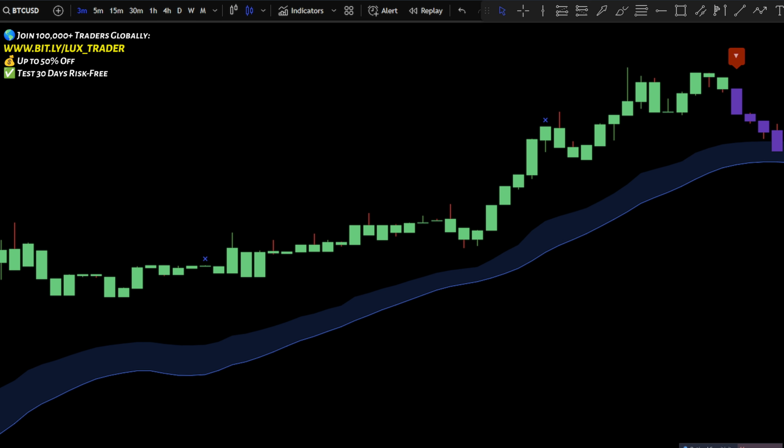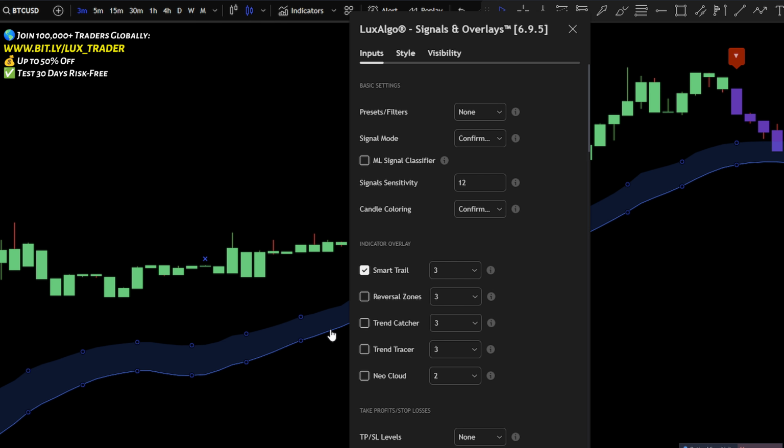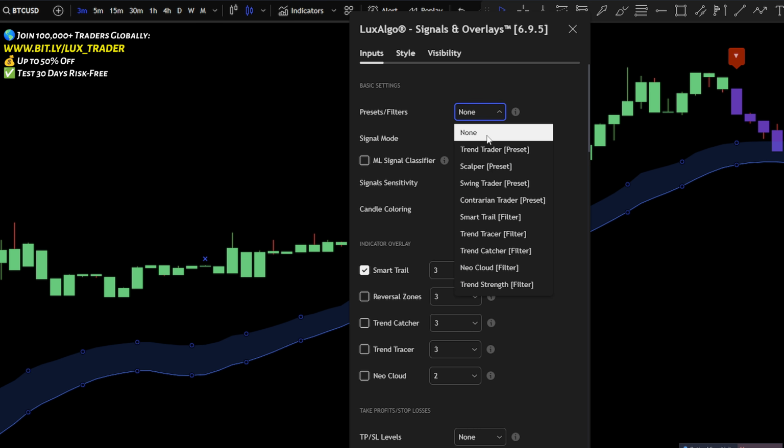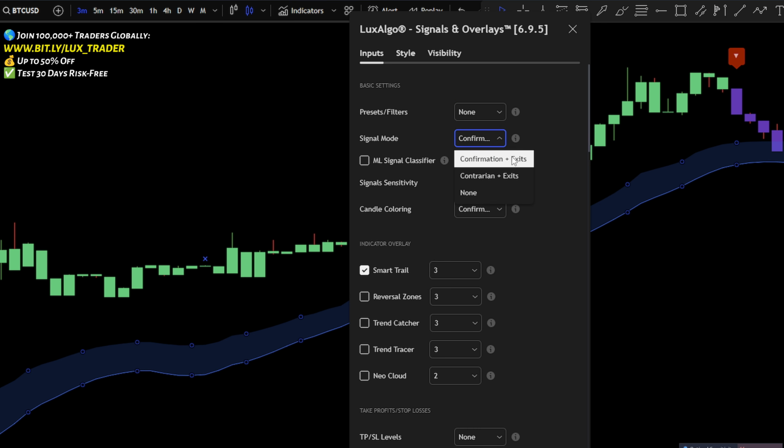Alright, now that we understand how this indicator works, let's fine-tune its settings to align perfectly with today's strategy. Start by adjusting the settings in the basic settings section. Set the presets and filters option to None. Set the signal mode to Confirmation and Exits. Leave the ML signal classifier disabled, and set the candle coloring to Confirmation Simple.